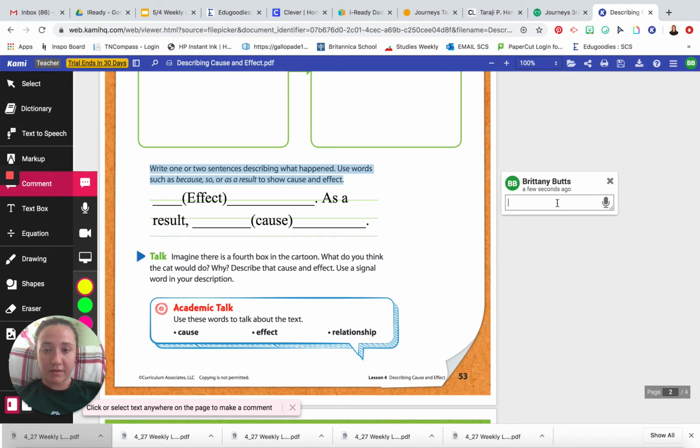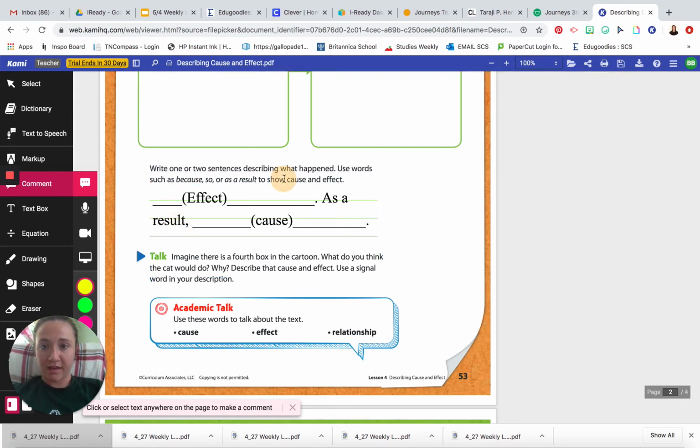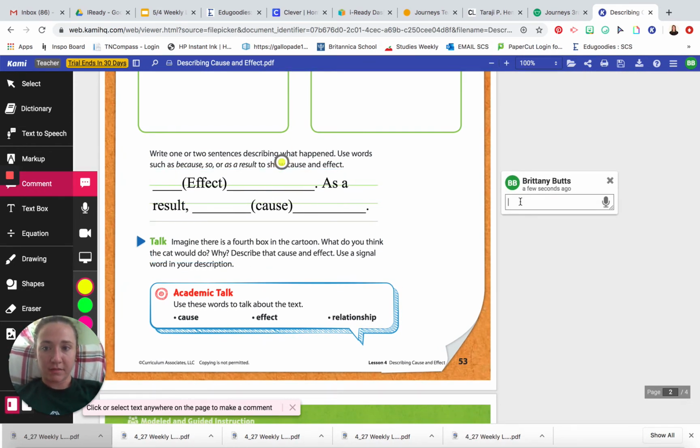So you may have written something like, "Oops, Miss B made a little bit of mistake. Let's see if someone can correct my mistake. I put the effect in parentheses first. What was the effect of our comic strip? It was that the balloon popped.